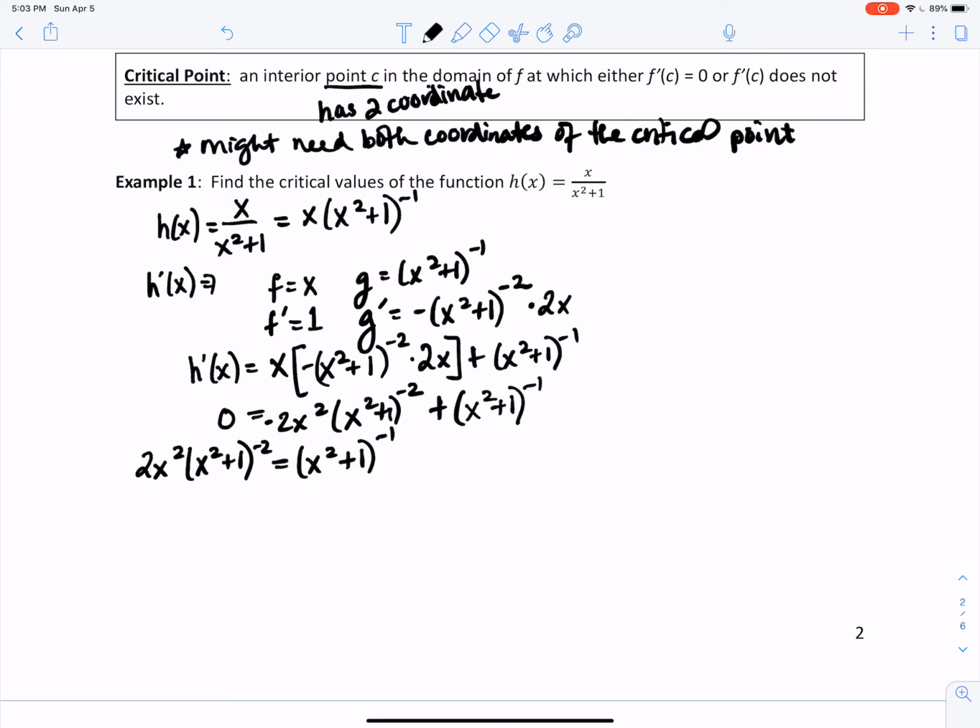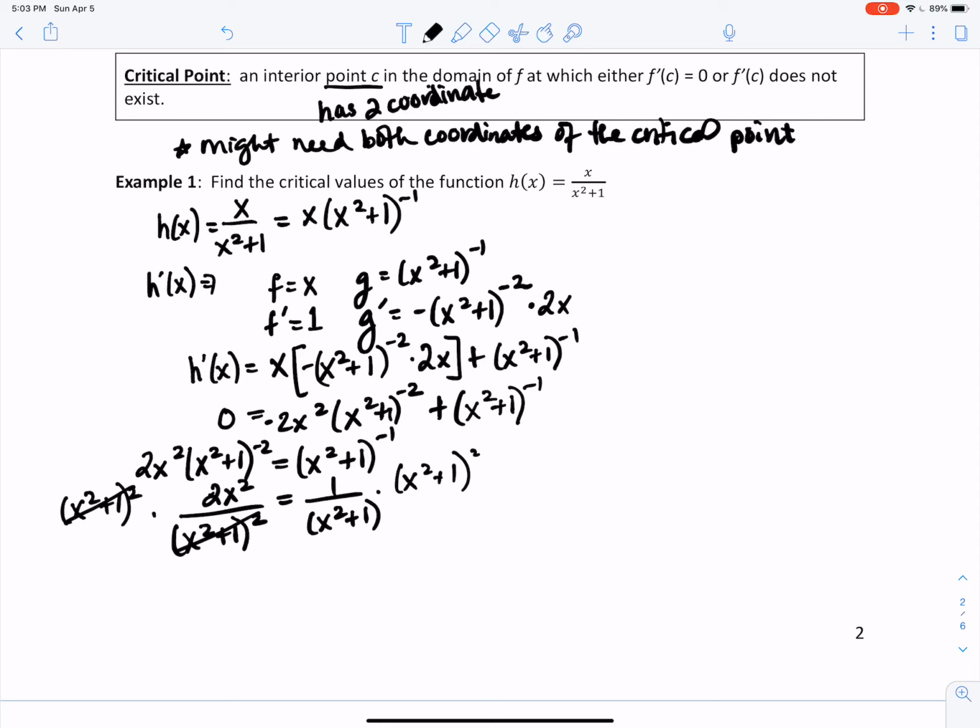I'm going to rewrite these equations so that I don't have my negative exponent. So I have 1 over x squared plus 1 on the right side. And on the left side, I have 2x squared in my numerator and x squared plus 1 squared in the denominator. Remember, the negative exponent just means it's 1 over that. Okay, so now I'm going to multiply both sides by x squared plus 1 squared, so I can get rid of my rational expression here.